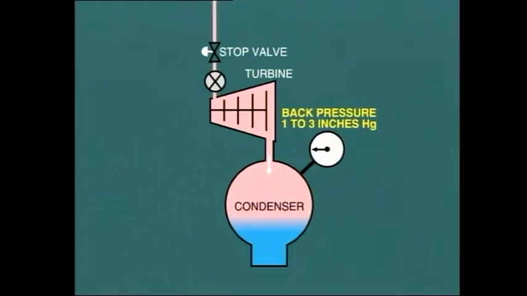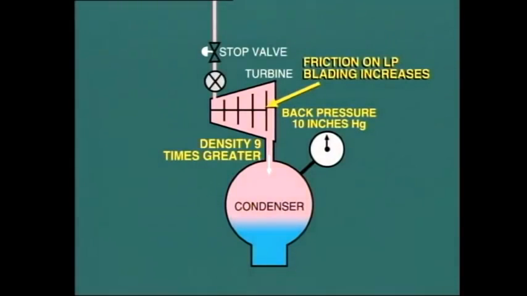Now imagine what would happen if the back pressure started to rise, perhaps due to a large air leak into the condenser, or more likely a reduction in cooling water flow through the condenser. Now remember, as the back pressure increases, so does the density of steam at the turbine exhaust. With a back pressure of 10 inches, the density would be about 9 times greater than the density at 1-inch back pressure. This increase in density greatly increases the friction on the LP blading, which is still turning at 3,600 RPM. The result leads to overheating and possible damage to the low-pressure blading.